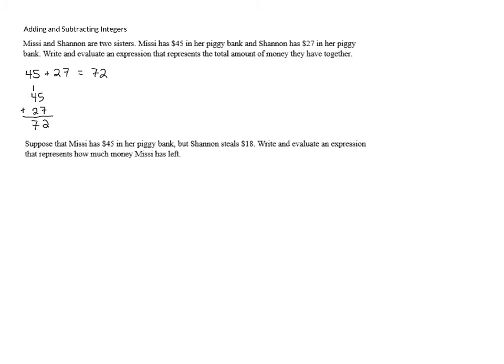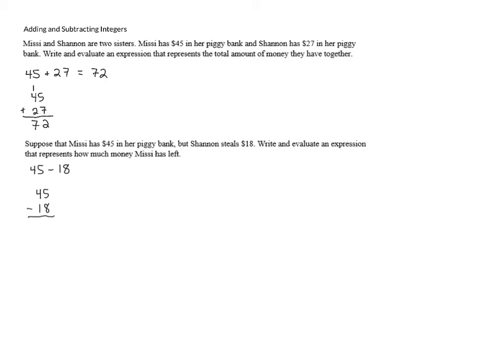Suppose that Missy has $45 in her piggy bank, but Shannon steals $18. Write and evaluate an expression that represents how much money Missy has left. Well, this represents a subtraction problem. If we start off with $45, but then money is taken away, we know that we have to subtract that money. So this is going to be 45 minus 18. This is a classic subtraction problem. When we're subtracting numbers, we set them up similarly, 45 minus 18. But we have a subtraction instead of an addition, of course. And we're going to go from right to left again.